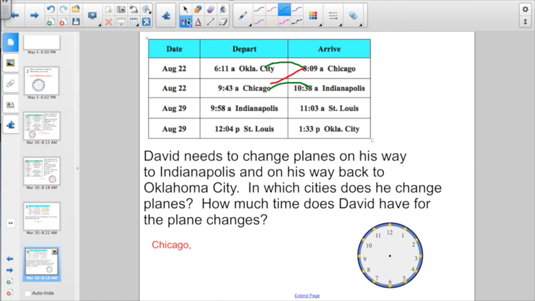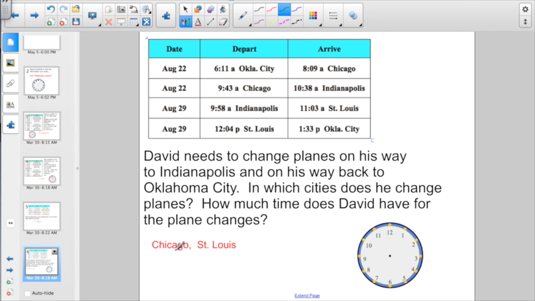Let's take a look at the flight again. On his way back, he's going from Indianapolis to St. Louis. Then he's got to make a plane change. So where is the second plane change at? Hopefully you saw it. His second plane change is going to be in St. Louis. So we're actually going to be looking for 2 sets of times.